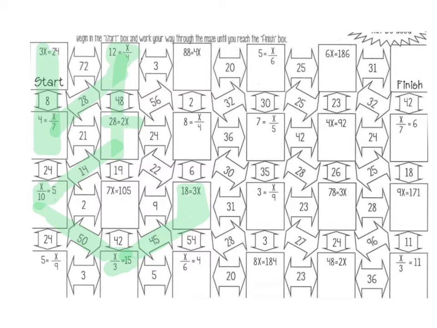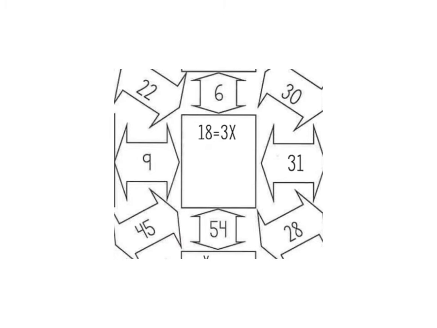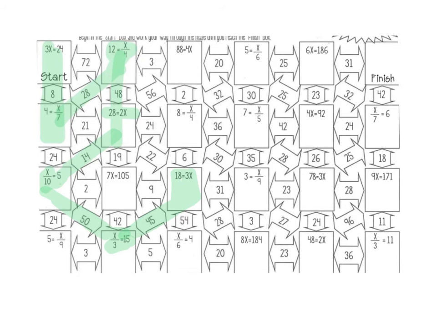The next problem we're going to do is 18 is equal to 3x. So to isolate this variable, we need to get rid of this timesing by 3. So the inverse of timesing by 3 is divide by 3. We're going to do that on both sides. Those 3's cancel. We get x is equal to 18 divided by 3 is 6. So now we're going straight up.